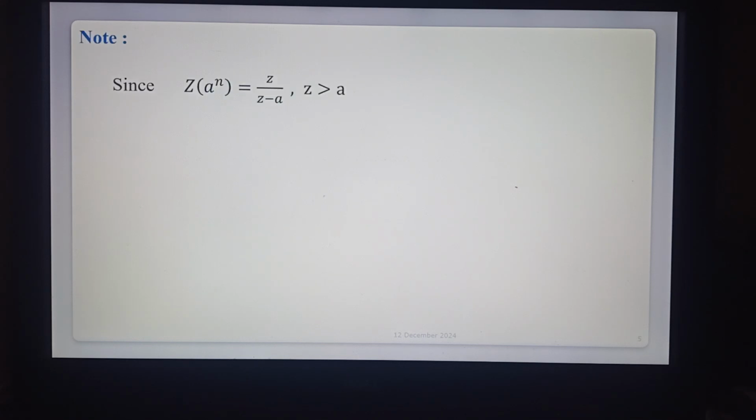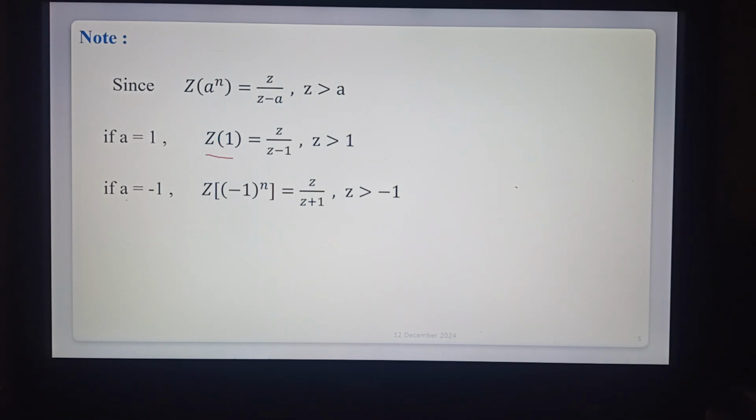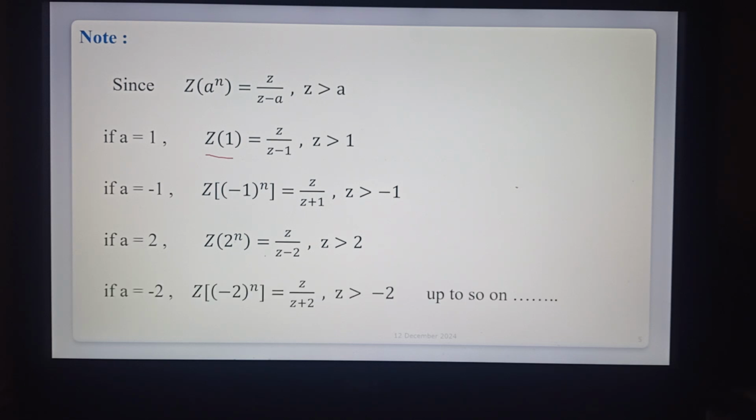So we know that formula here. Substituting a is equal to 1, the Z transform of 1 is equal to Z by Z minus 1. If a is equal to minus 1, the Z transform of (minus 1) power n is equal to Z by Z plus 1. Similarly, a is equal to 2: the Z transform of 2 power n is equal to Z by Z minus 2. Similarly, a is equal to minus 2: the Z transform of (minus 2) power n is equal to Z by Z plus 2. And so on, similarly we have to find.